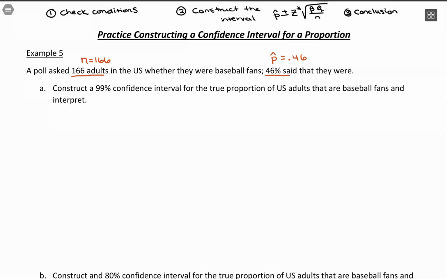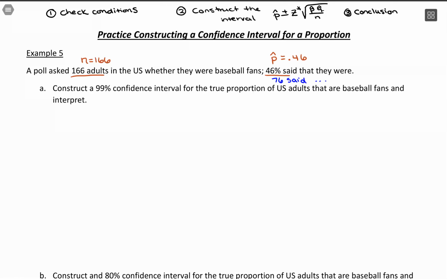Sometimes these problems give you the proportion in the percentage form. So with that, you just change p hat to 0.46. What they could have done with this is given you the count. And what I mean by this is that they could have phrased it, and it's not exact here, in fact, we get a little strange value, but what they could have said is they surveyed 166 adults and 76 said that they were baseball fans, meaning they give you the count out of the sample size of how many people said yes.